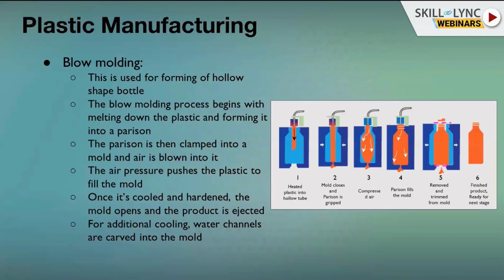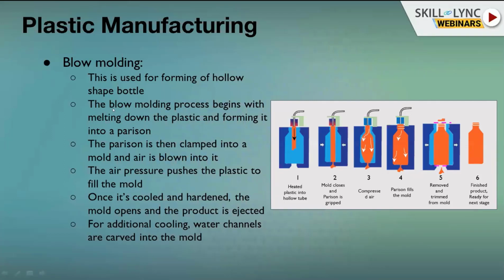The next, third manufacturing process is blow molding. Here in blow molding, this is used for forming hollow shape bottles. This manufacturing process is generally used for things like water bottles, cans, shampoo bottles, etc. So in this one, I will just explain the mold, how it works. This is the first half and the second half.